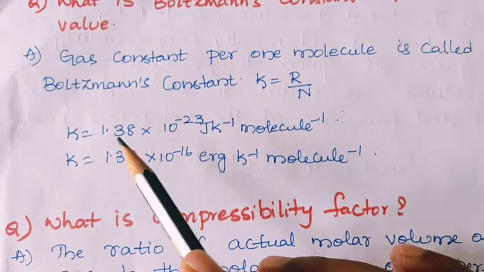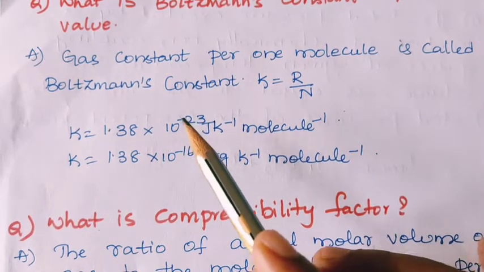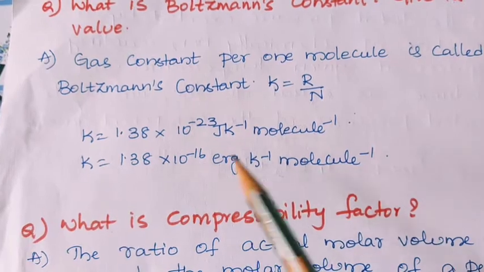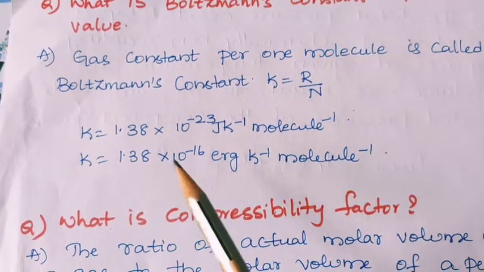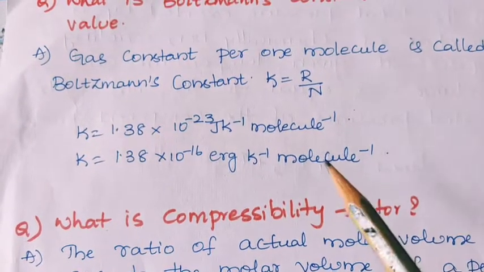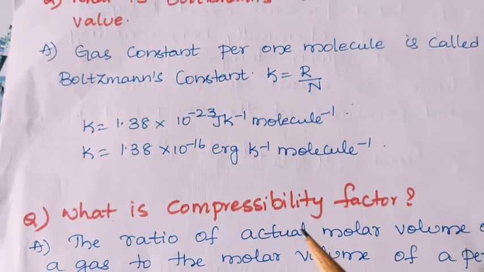Its value is 1.38 into 10 to the power of minus 23 kilojoules per molecule. Or it can also be given in ergs, 1.38 into 10 to the power of minus 16 erg per Kelvin per molecule. Next question.